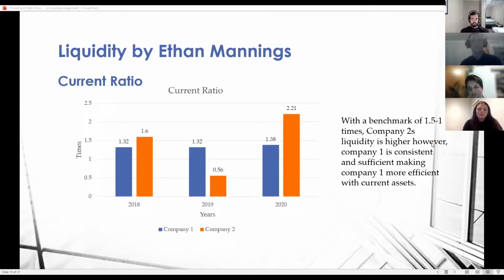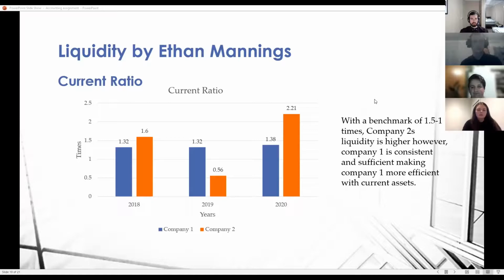Now to liquidity. Liquidity ratios measure a company's short-term ability to pay its obligations and meet unexpected needs for cash. It consists of 2 ratios, the current and the quick ratio. Current ratio compares how many current assets are available to cover the current liabilities. The quick ratio measures immediate short-term liquidity.